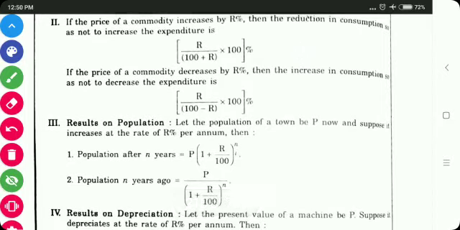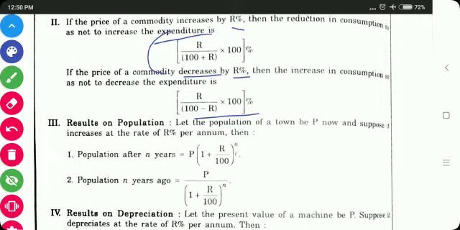If the price of a commodity increases by R%, then the reduction in consumption so as not to increase the expenditure is R upon 100 plus R into 100%. Second, if the price of a commodity decreases by R%, then the increase in the consumption so as not to decrease the expenditure is R upon 100 minus R into 100%. Okay. Then third is results on population.